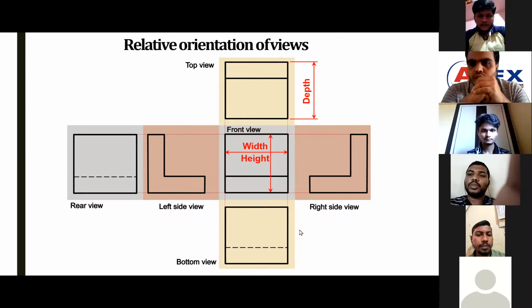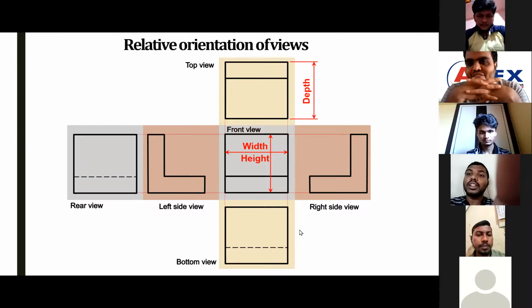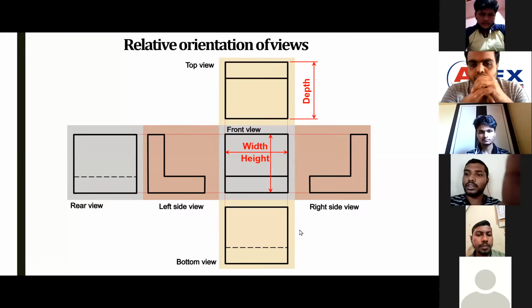Sir, in first angle projection, the object is placed in between the plane and the observer. In third angle projection, the object is placed in third quadrant. In first angle projection, the views will be interchangeable, like right side view becomes left side view, and left side view becomes right side view. In third angle projection, it remains the same. Left side will be left side only, right side view will be right side only. Okay, good.